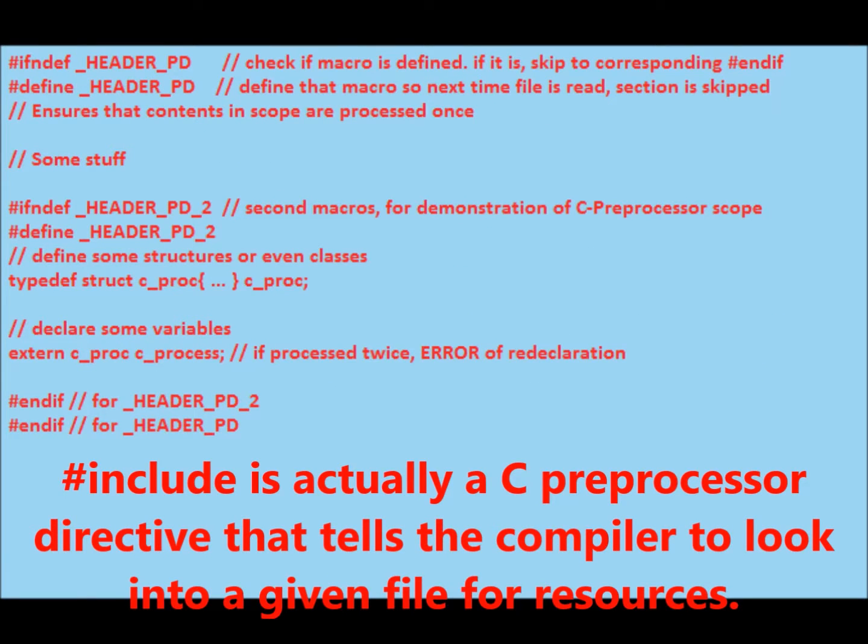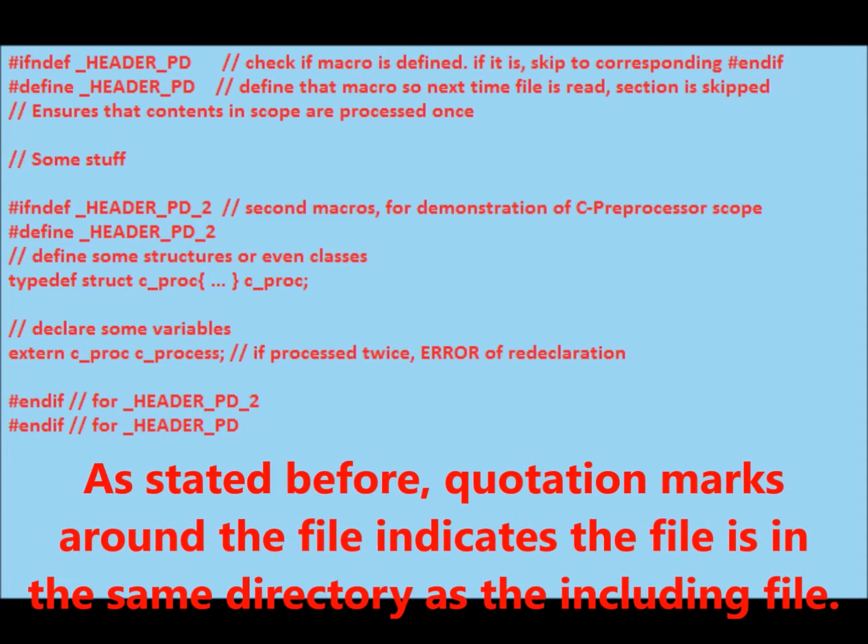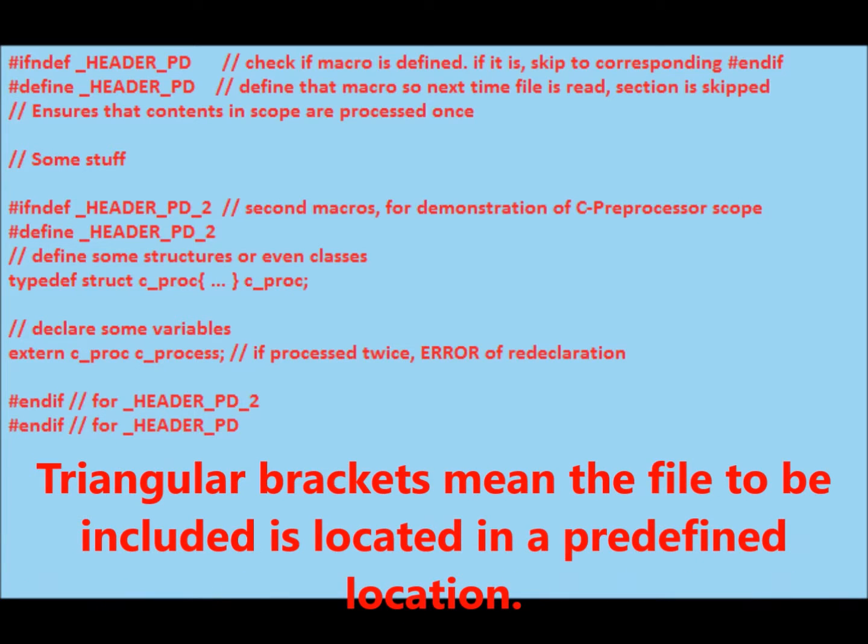#include is actually a C preprocessor directive that tells the compiler to look into a given file for resources. As stated before, quotation marks around the file indicate the file is in the same directory as the including file. Angle brackets mean that the file to be included is located in a predefined location.